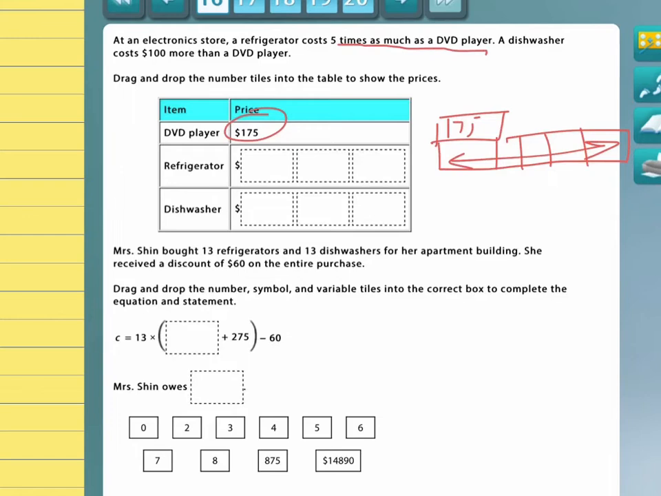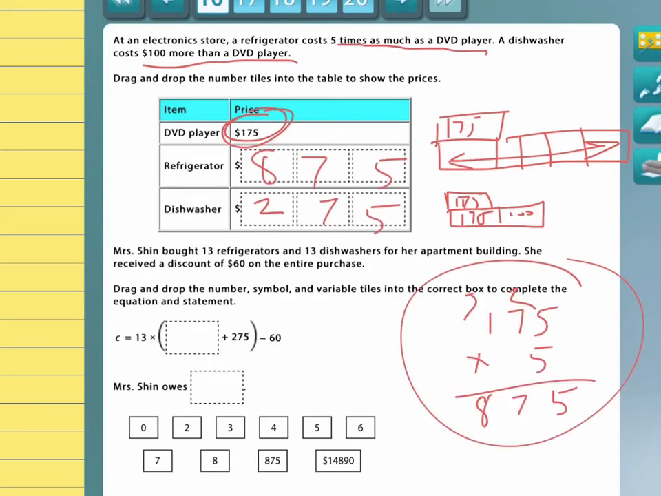A dishwasher is $100 more than a DVD player. That's pretty easy. That's just the DVD player plus 100. So we have 100 over here. So that's 175 plus 100. I've done the calculations here, and 5 times 175 is 875 for the refrigerator, and the dishwasher is 100 more than the DVD player, so that'd be 275. So if Mr. Shin bought 13 refrigerators and 13 dishwashers, then what would the total be?